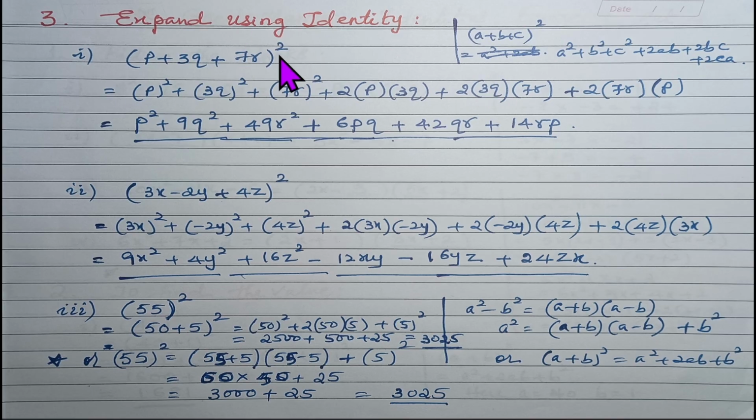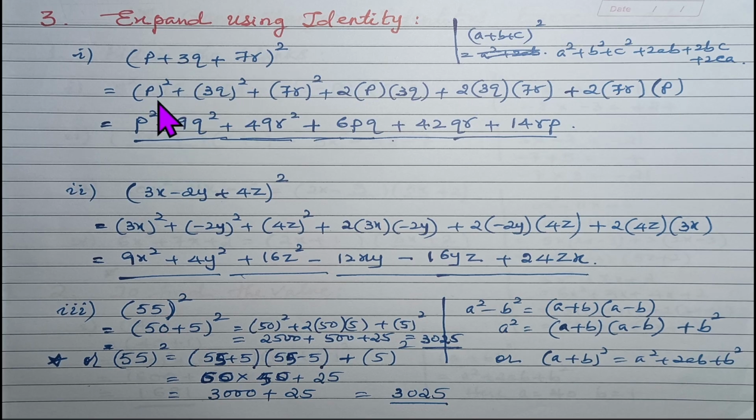We have to expand this using identity. A very simple thing again. (a plus b plus c) whole square, we know that it is a square plus b square plus c square plus 2ab plus 2bc plus 2ca. So apply that. A is p here, so p square. B is 3q here, 3q square, and c is 7r, 7r square. And 2ab will be 2p into 3q, and 2bc will be 2 into 3q into 7r, and 2ca is 2 into 7r into p. Now multiply them.